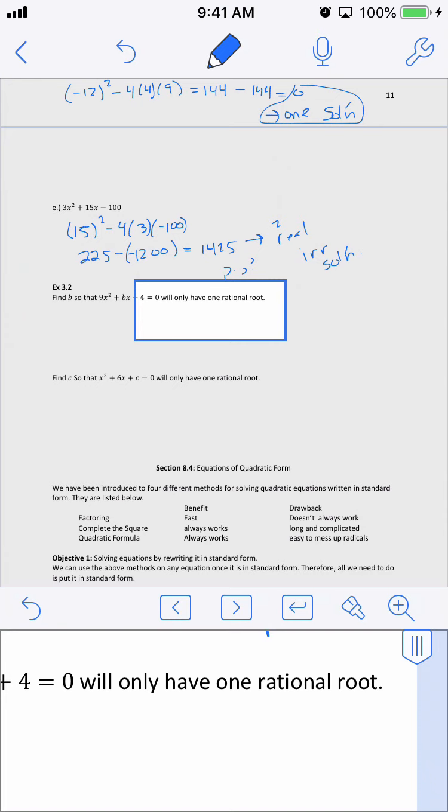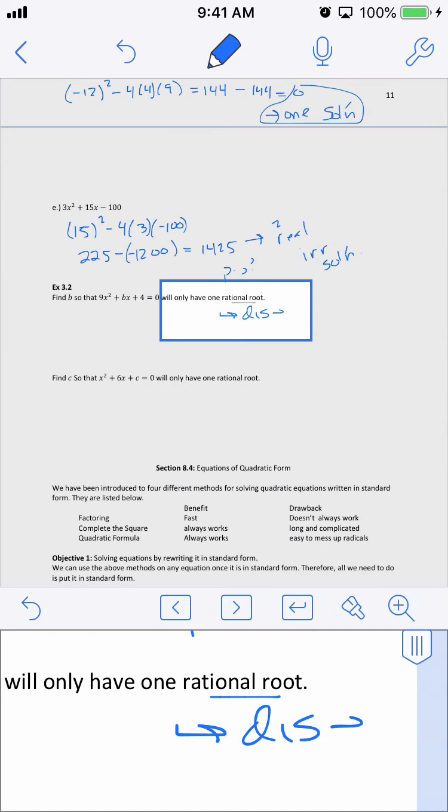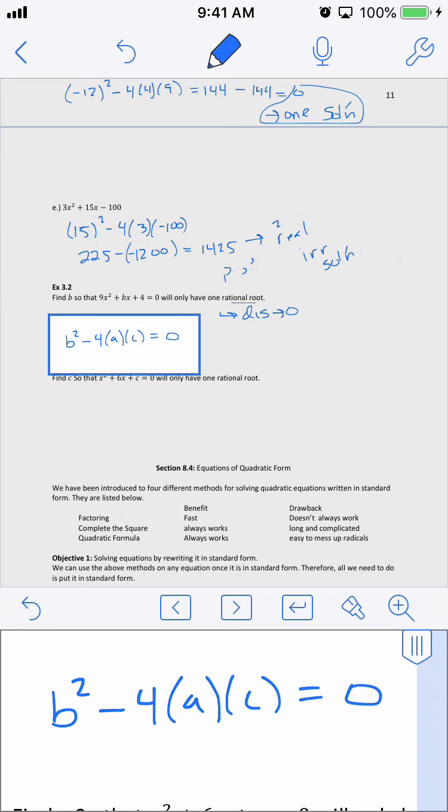Okay, I can do that. I can reverse engineer this using the discriminant. I can use part of this. Instead of sitting there and plugging in b after b after b and finding out which one it'll be, I can use the discriminant, a part of the formula, to make sure this actually works. So what does that mean to have one rational root? That means my discriminant has to be 0. So my b squared minus 4ac has to equal 0.